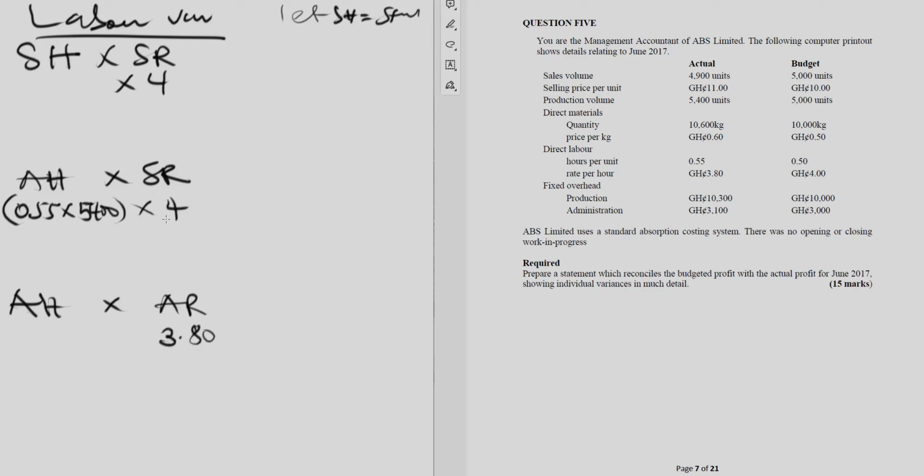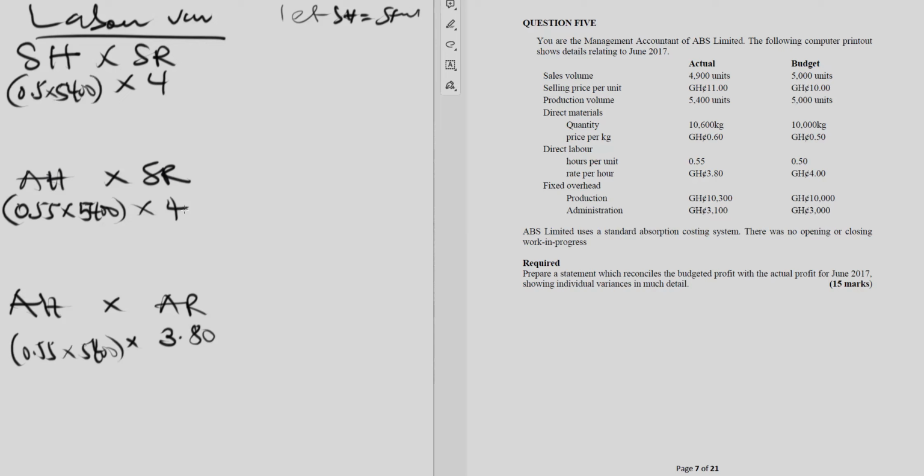Okay, so labor is favorable. We expected to spend 4 cedis for labor, but we spent 3 cedis 80 pesewas. So when we come here, the actual hours used was 0.55 per unit, and we actually produced 54. Not so? We multiply this by this. But when we come to standard, we use 0.5 hours, not so, but it's always by actual. Remember that I told you standard is always by the actual.